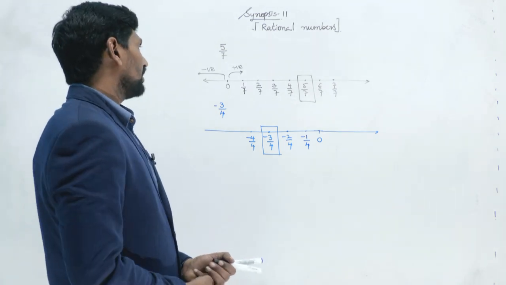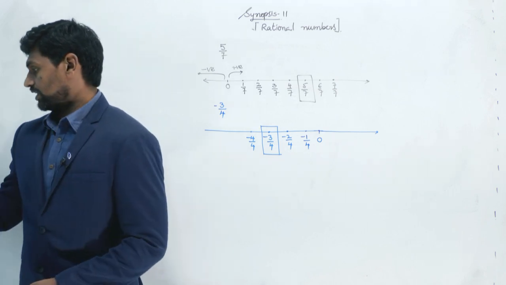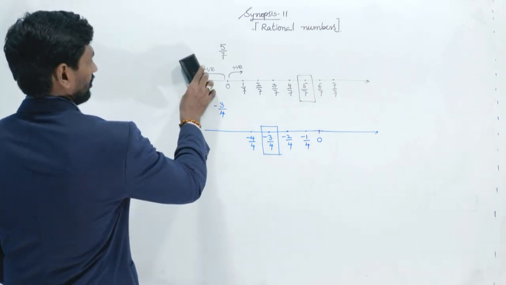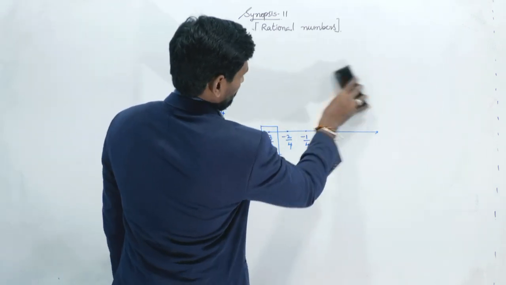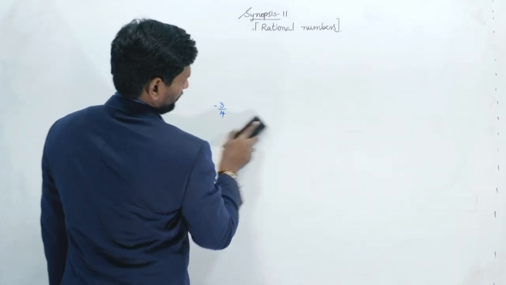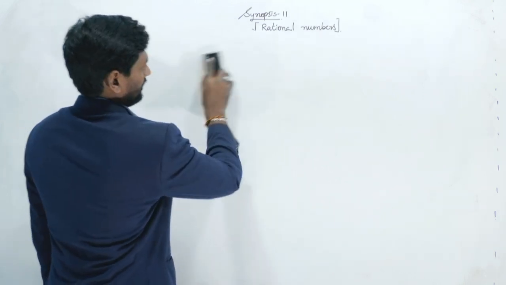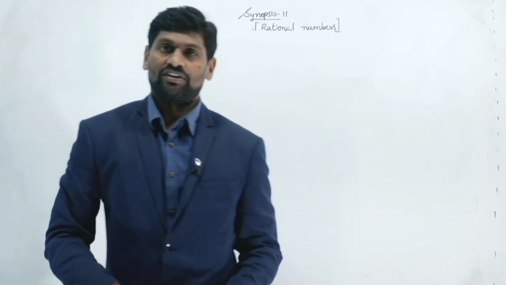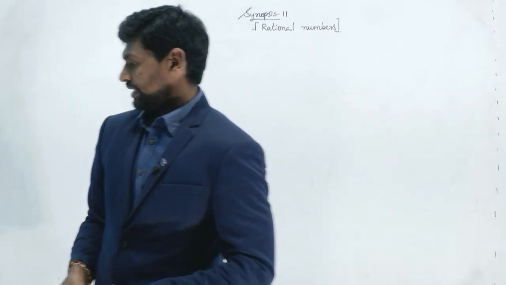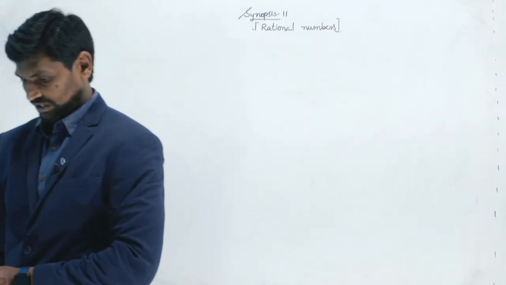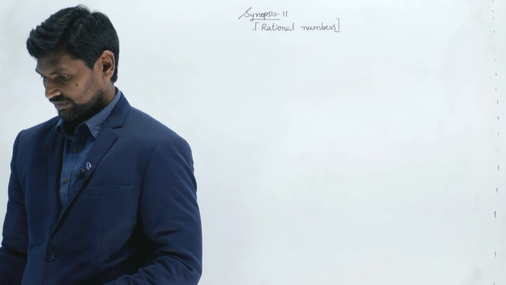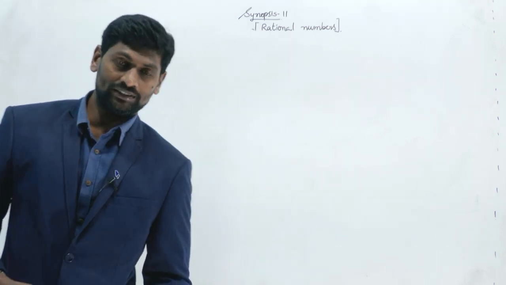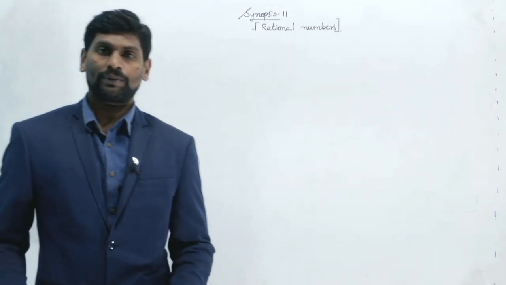Okay. Now let us go to the rational numbers topic. Between numbers, later we can discuss. Let us see some exercise problems based on this. Okay. Practice sheet 1.